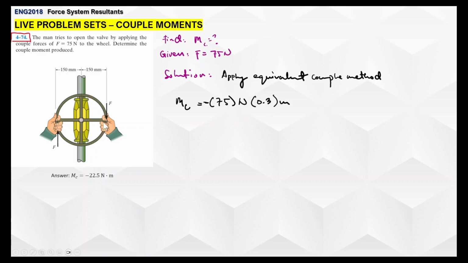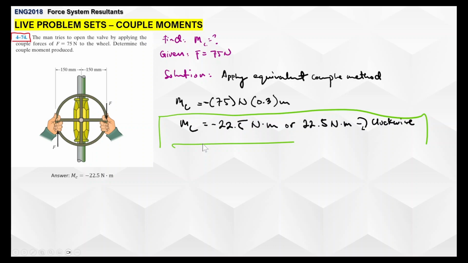So the entire perpendicular distance. You can also do it individually. You can also do it force times 150 about the rotation of this axis, and you would still yield the same thing. So in this case, the negative 75 times 0.3 will give you negative 22.5 newton meter, or 22.5 newton meter clockwise.